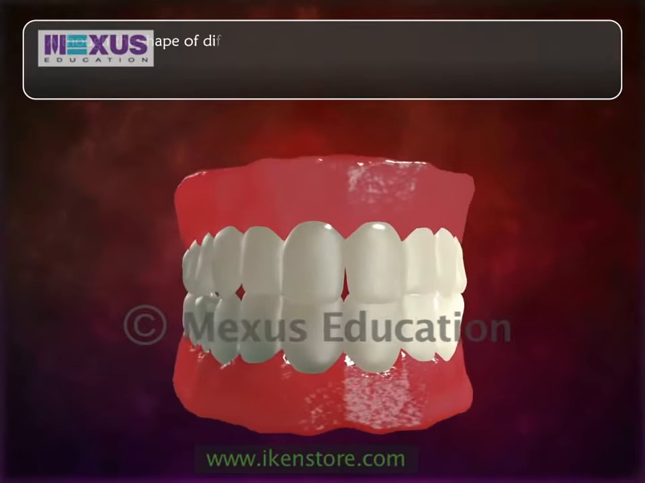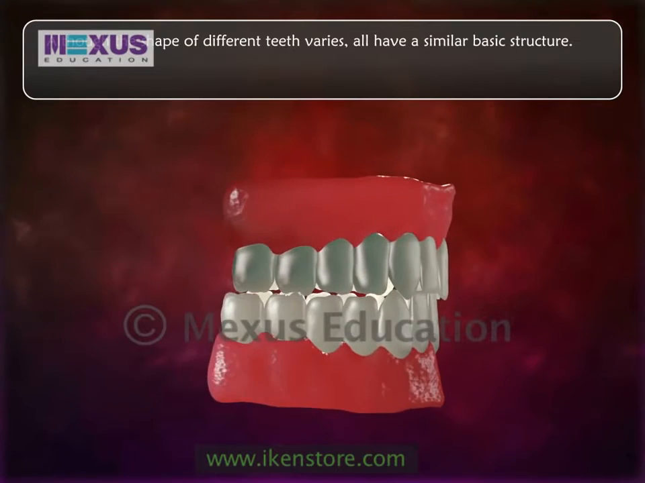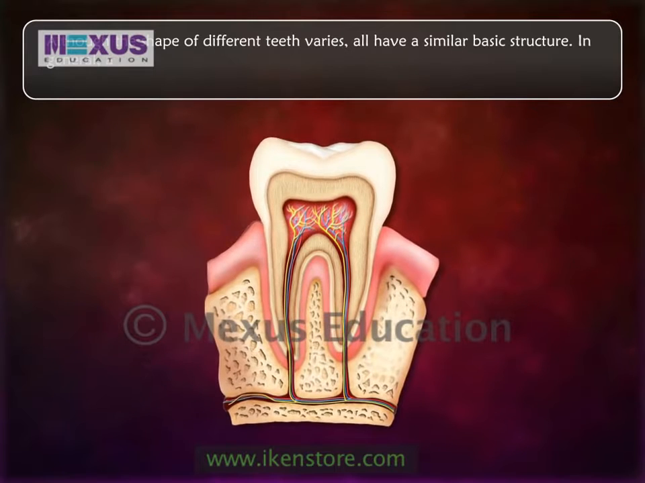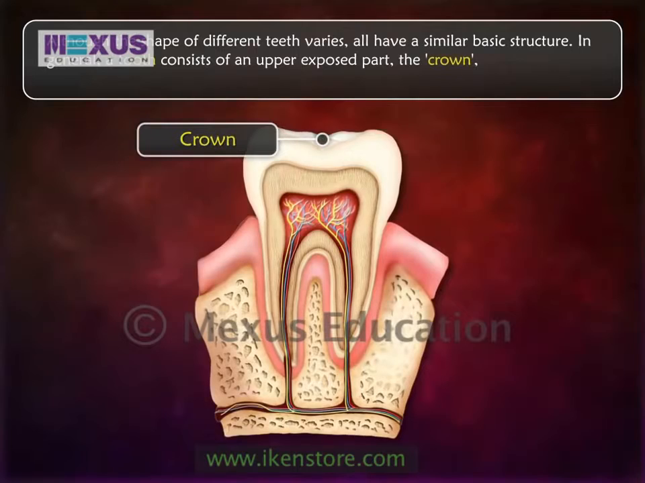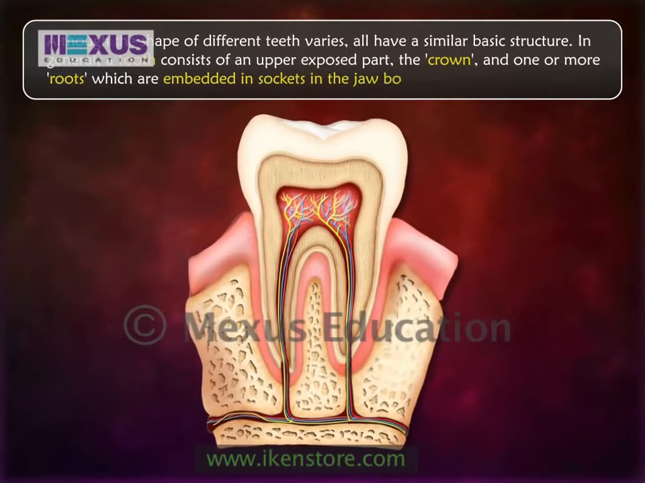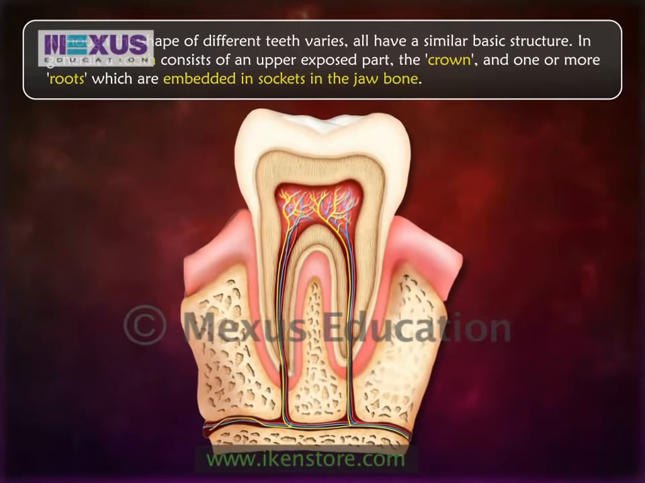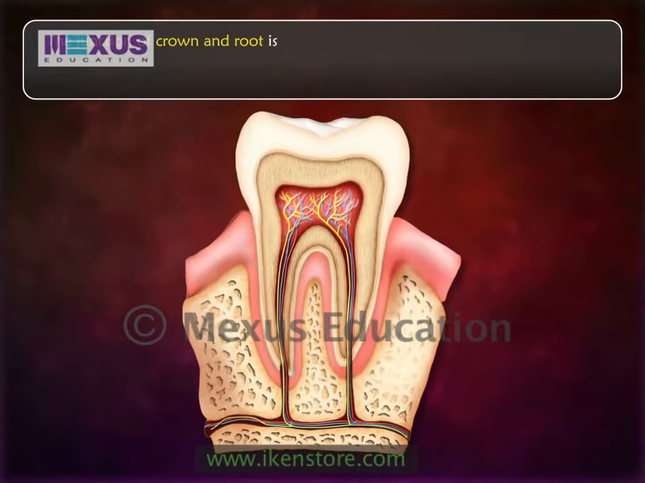Although the shape of different teeth varies, all have a similar basic structure. In general, a tooth consists of an upper exposed part, the crown, and 1 or more roots which are embedded in sockets in the jawbone. The junction of crown and root is known as the neck.